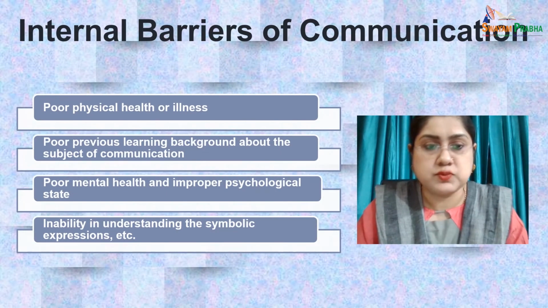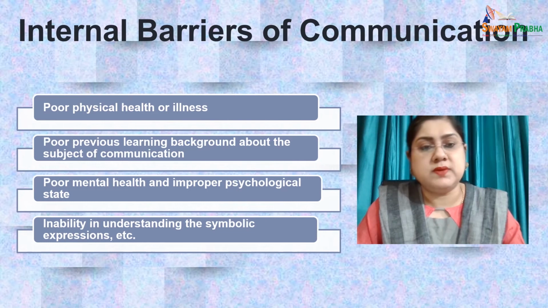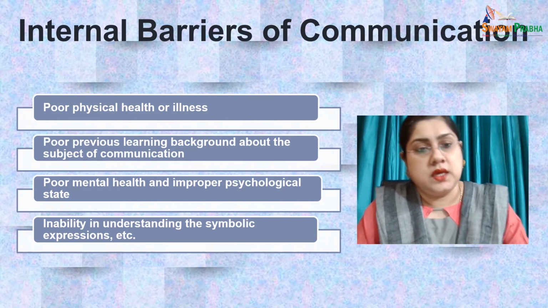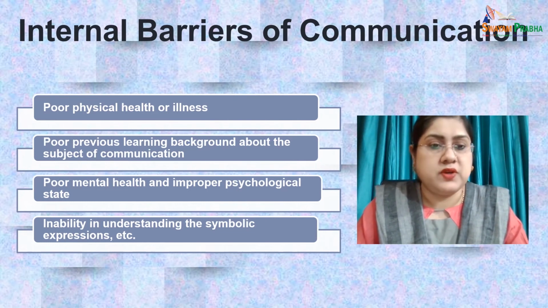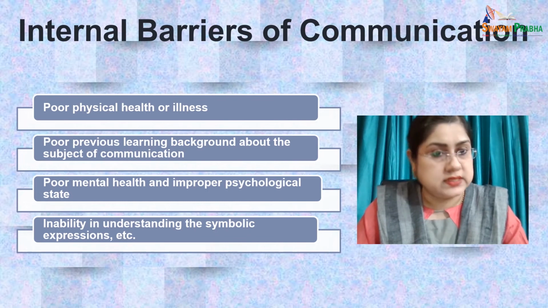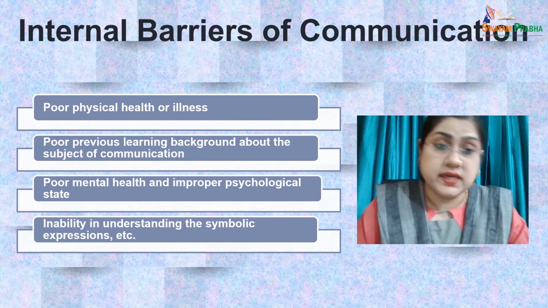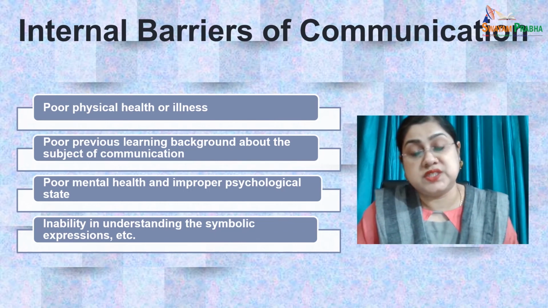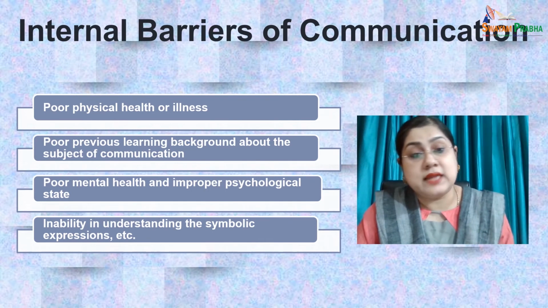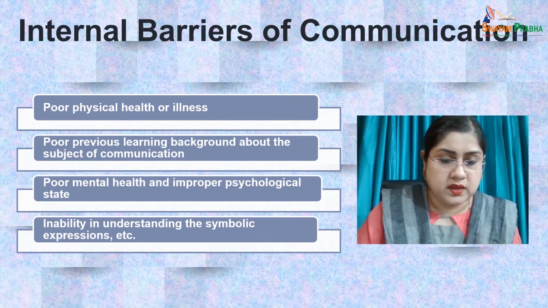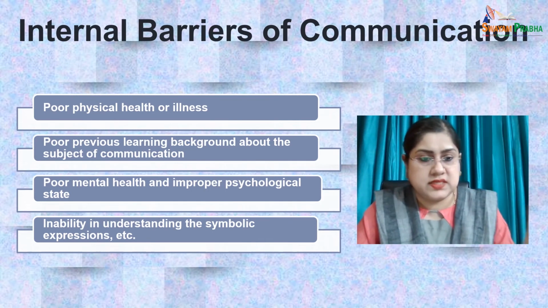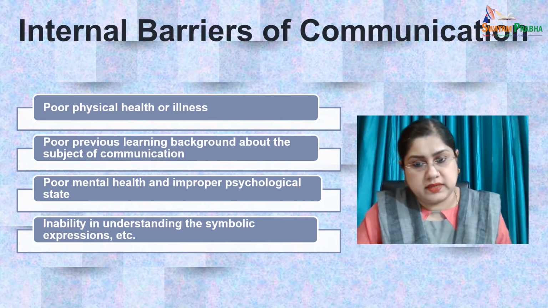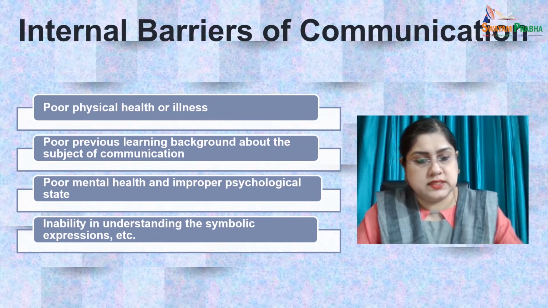Now let us come to the barriers. And if we talk about the barriers, they can be of two types. They can be the internal barriers or the external barriers. So first we will focus on the internal barriers. So the roots of the internal barriers of communication lie in the sender and the receiver of the message. What can these be? Let us take one by one, we can discuss what exactly these are.